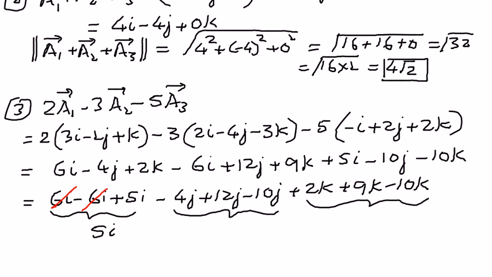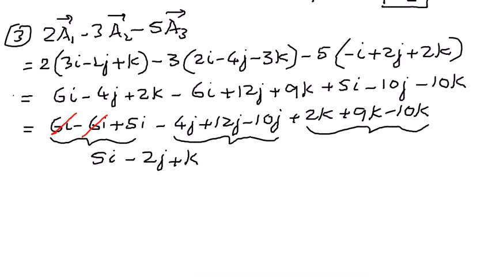Then we have negative 4j plus 12j will be positive 8j. 8j minus 10j will be negative 2j. And then we have 2k plus 9k will be 11k. 11k minus 10k will be just 1k, or just k, like that. So we got the simplified form in that manner.